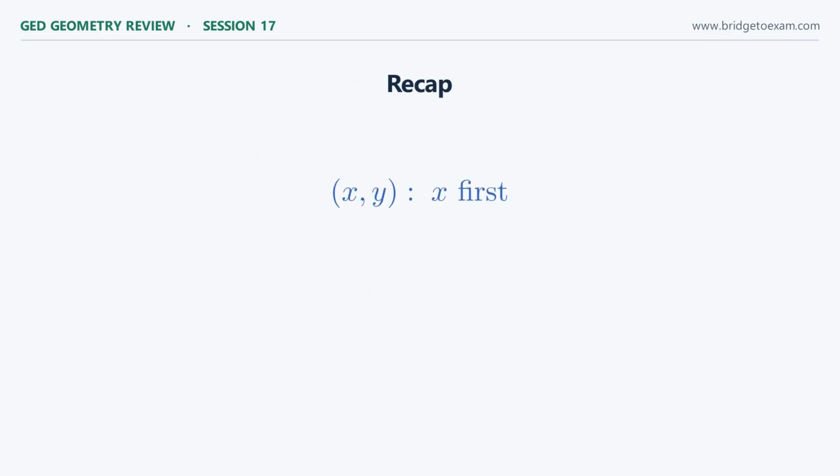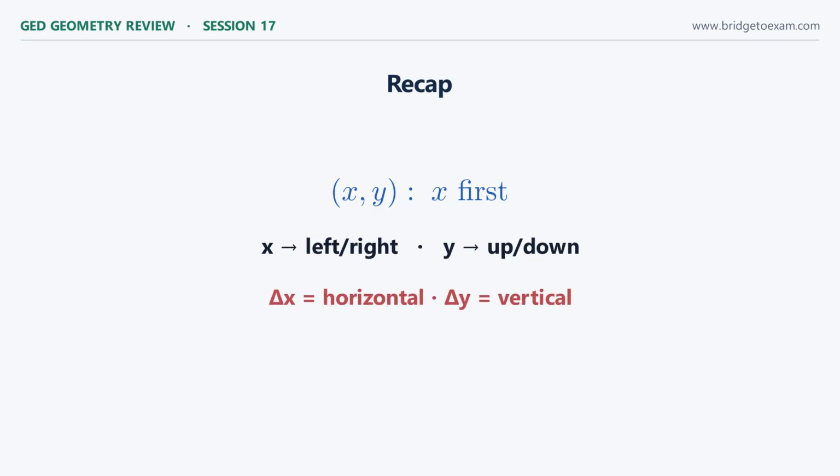To recap, points are written x then y. X moves left and right, y moves up and down. Horizontal distance is a change in x. Vertical distance is a change in y. Order matters.